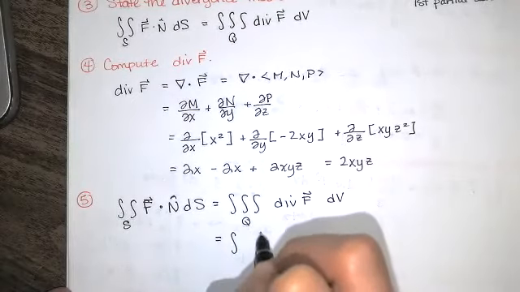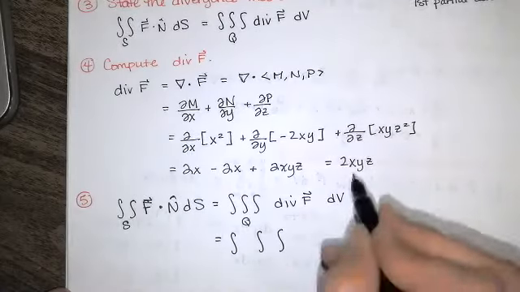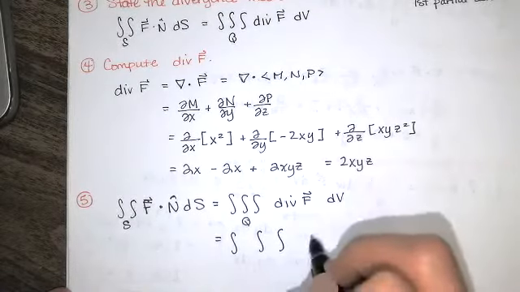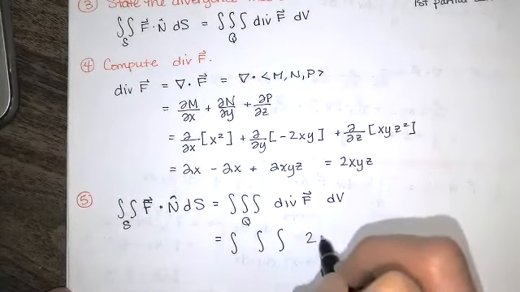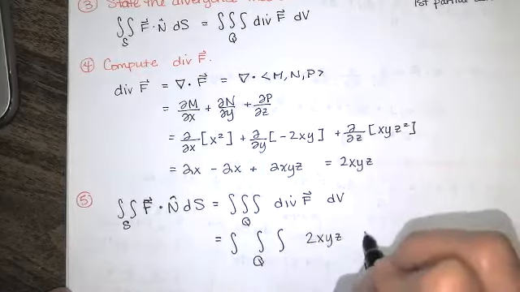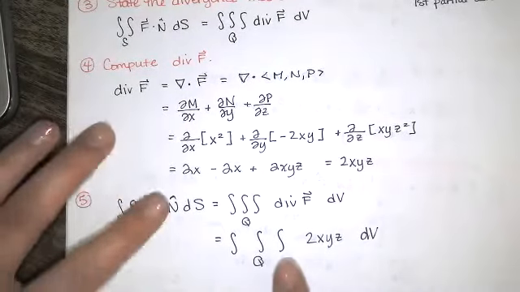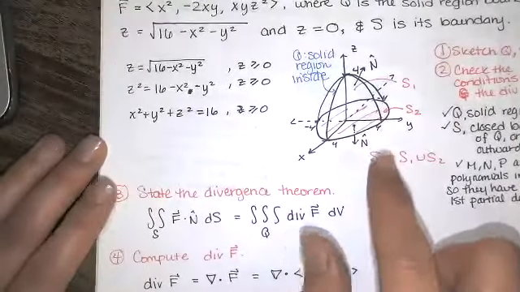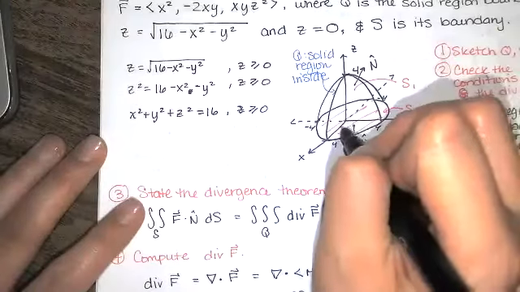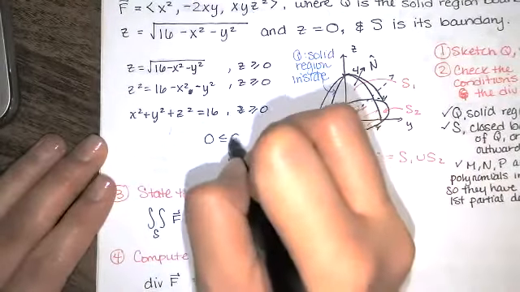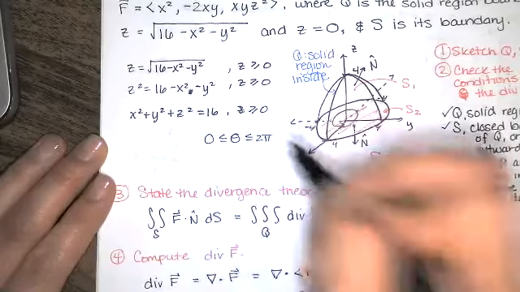So the divergence of F was 2 times x times y times z. Actually, I think I'll write that first. And this is Q, and that's dV. And now we'd like to convert this to spherical coordinates. Now in spherical coordinates, theta is that angle that goes around the xy plane. We go all the way around, so theta goes from 0 to 2 pi.